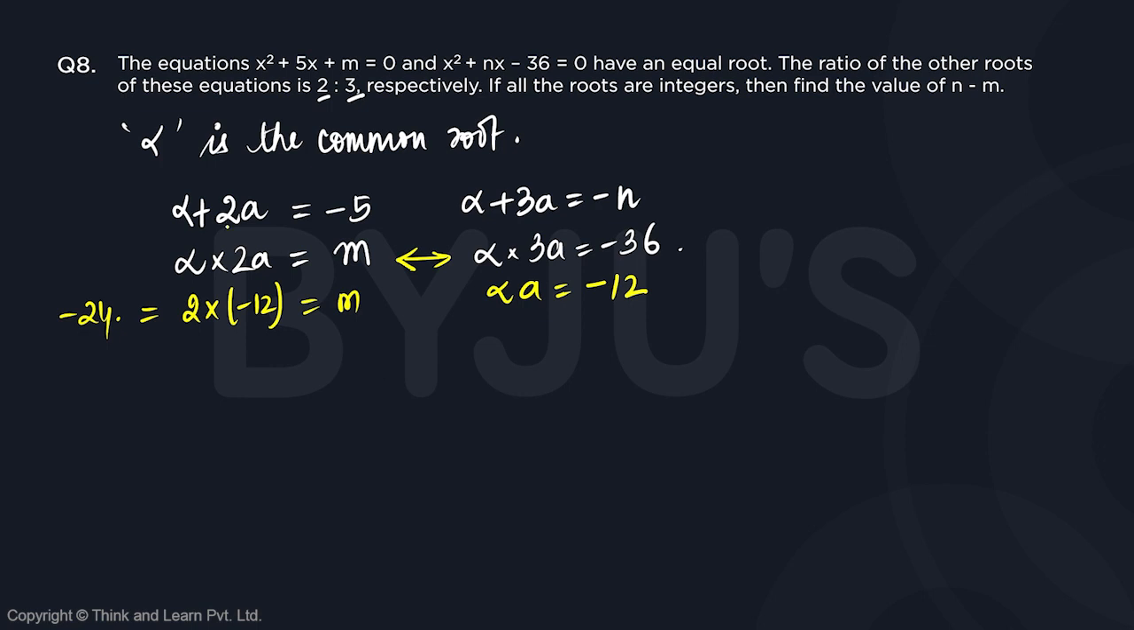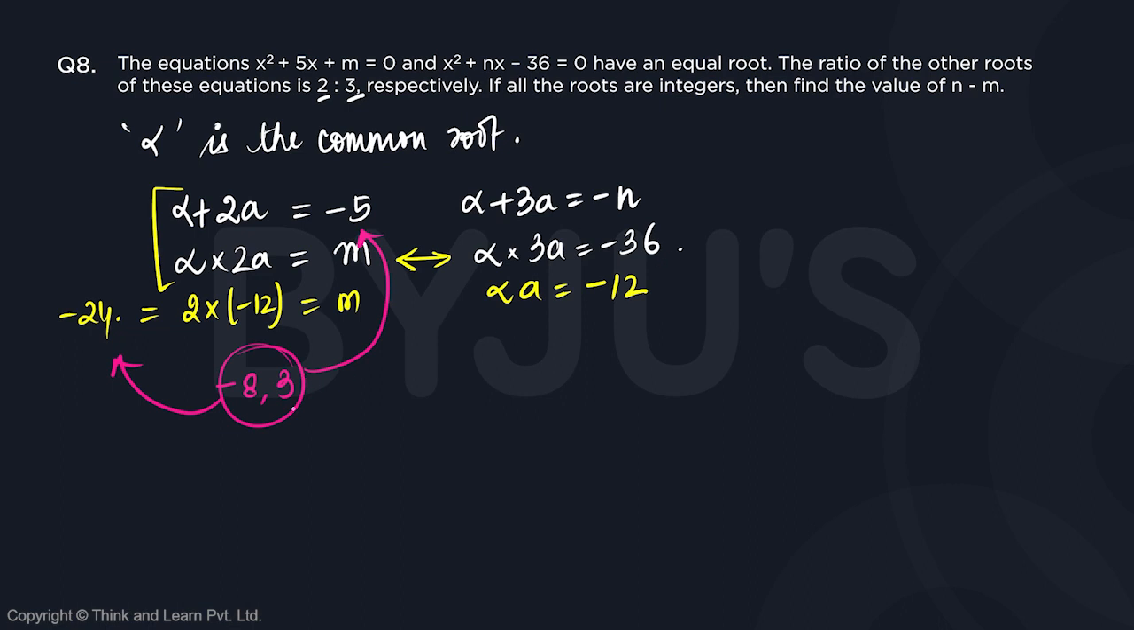But we need to know the value of n. For that we will need to know the value of alpha and a. Or we can simply say that the sum of two numbers is −5 while the product is −24. What are those two numbers? And they need to be integers. So can we say −8 and 3 are those two numbers such that their sum is −5 and their product is −24?